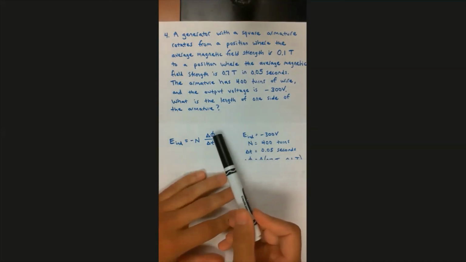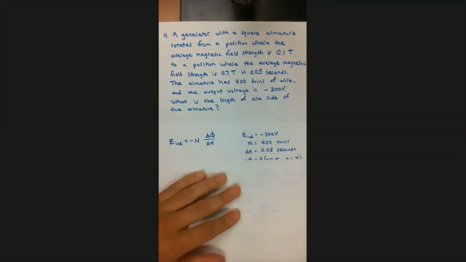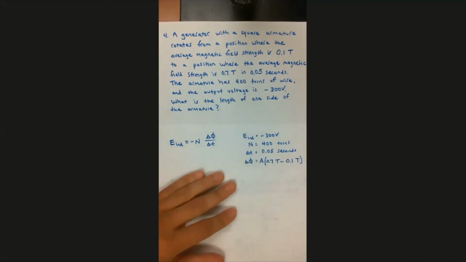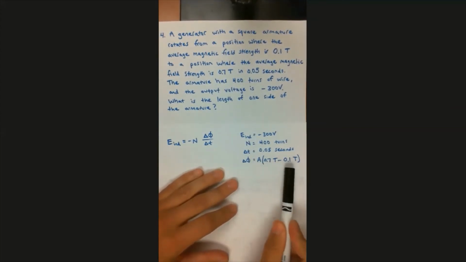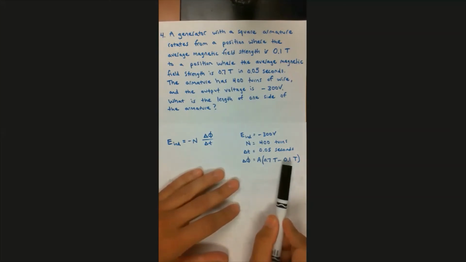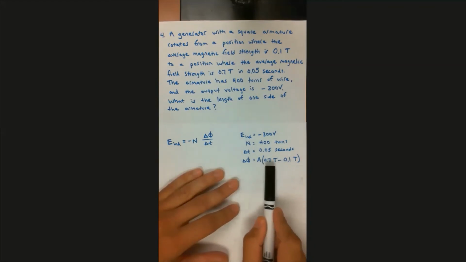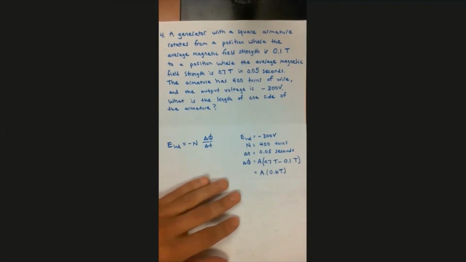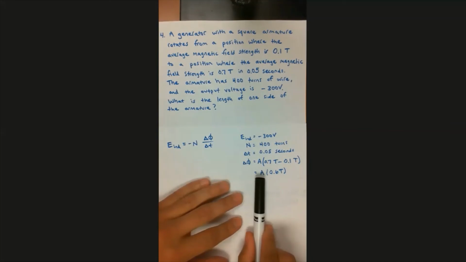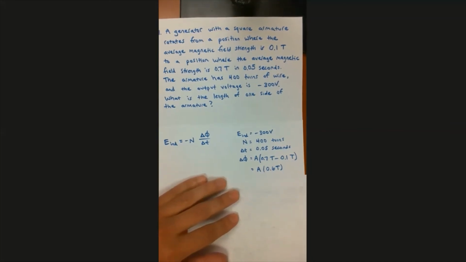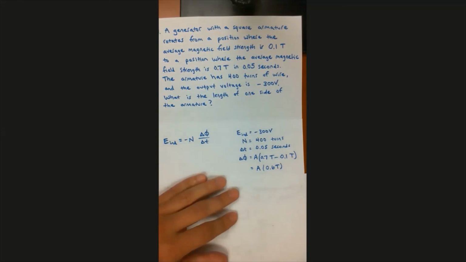What is the change in magnetic flux? Well, we don't quite know that yet, but we know some things about it. We know that the change in magnetic flux is equal to the area of the armature times B2 minus B1, and this is what was given for B2, and that's what was given for B1. We can simplify that: 0.7 Tesla minus 0.1 Tesla is 0.6 Tesla. So this is our change in magnetic flux. It still has a variable in it, that's A, but if we can solve for A, then maybe we can solve for the side length of the armature.